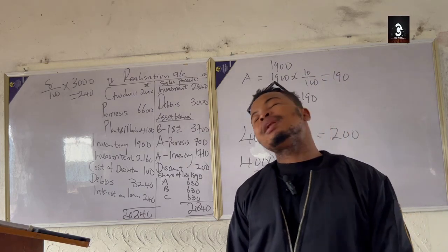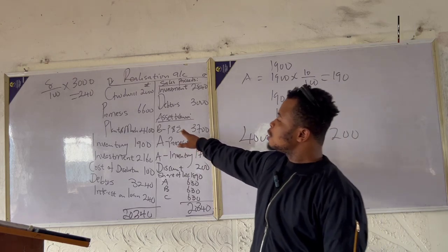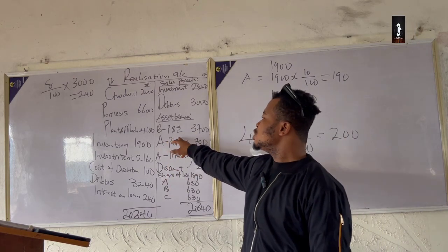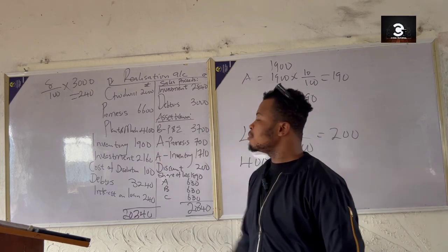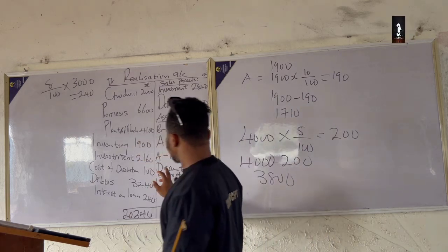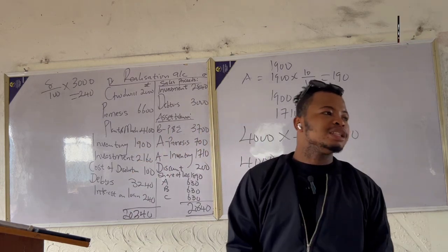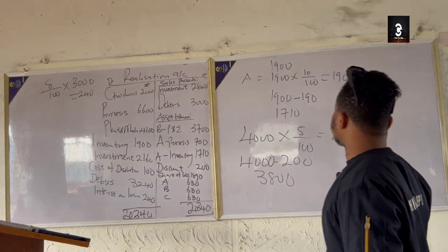Now, the other thing the examiner says we should do is partners capital accounts. Now, remember, these partners took over assets. B took over plant and equipment, and B is giving us 37. A took over premises at a valuation of 700. And A still took over inventory, but A did not pay us the full amount. We gave A 10% discount.